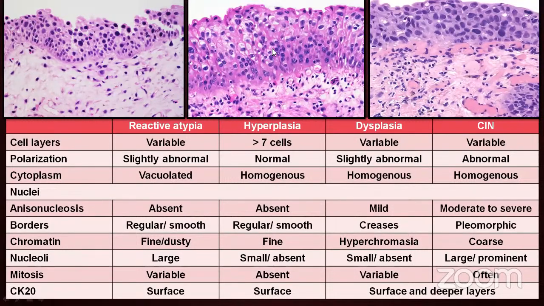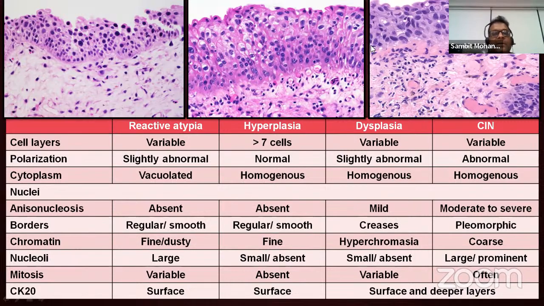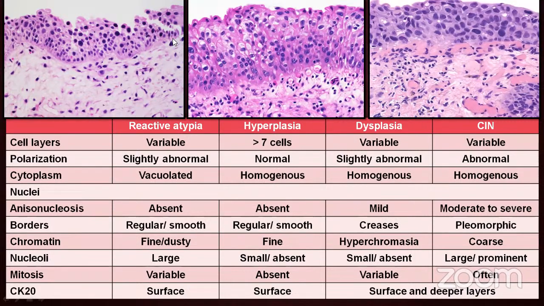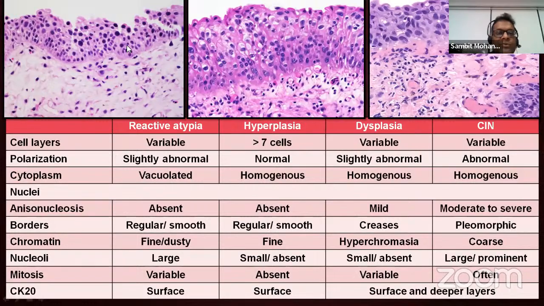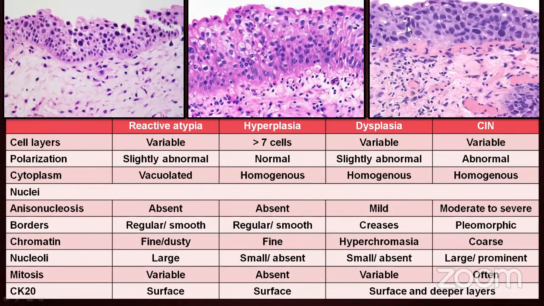Atypia. Yeah, this is all atypical. Reactive changes. It can be reactive atypia. Yes, it could be reactive also. Very good. So it could be reactive or it could be CIS. How about this one on the right? Mostly CIS. It is CIS.